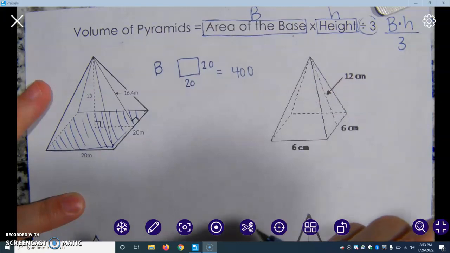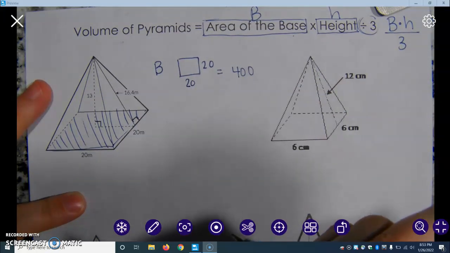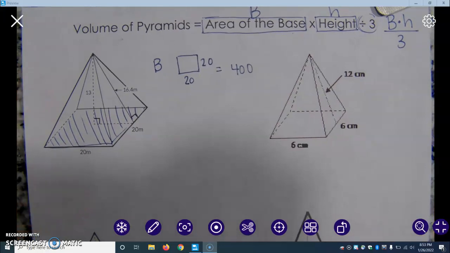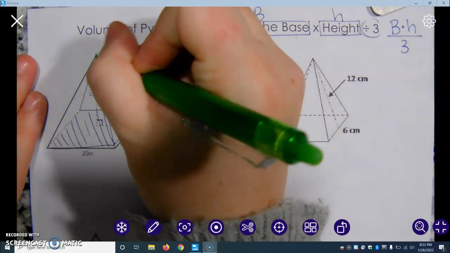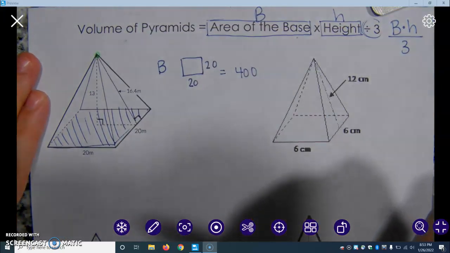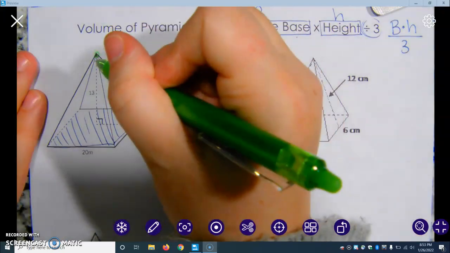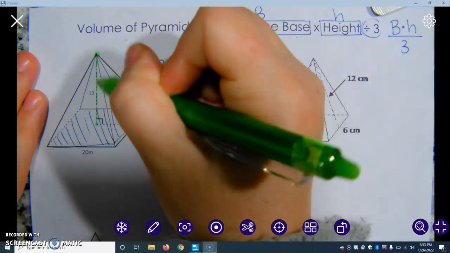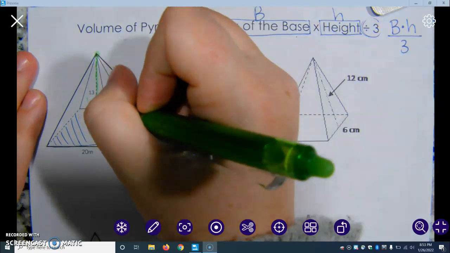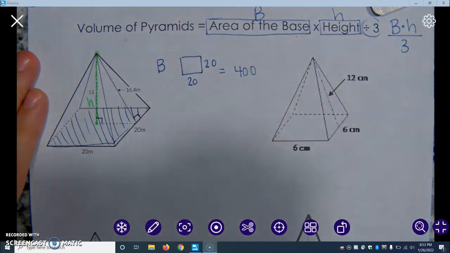So the area of that square, 20 times 20, is 400. So it's the area of the base times the height. There's a little extra information on this picture. The height of a pyramid goes from the tip where the triangles meet at the top, and it goes through to the center of the base. So that is the height of my pyramid.